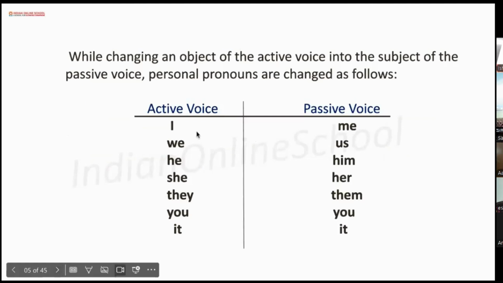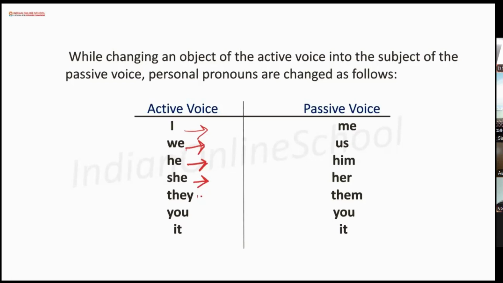Now, Adi, can you tell me when I change the I from active voice to passive voice, what it becomes? From I it will become me. Very good. Now, Ishil, can you tell me when we change the we from active voice to passive voice, it becomes? Us. Very good. Now, Chit, when we take the he from active voice, it becomes in the passive voice? Him. Okay? Archana, when you use she in the active voice, it becomes? Her. Very good.